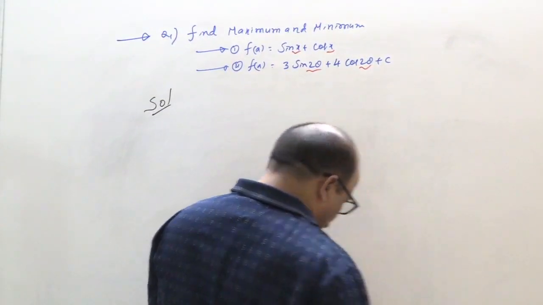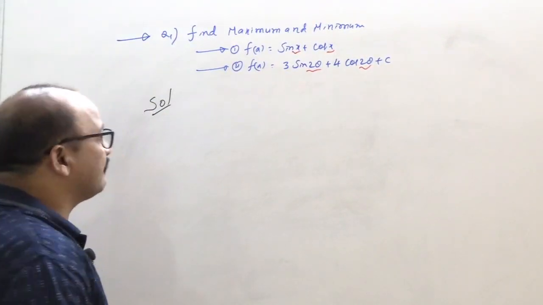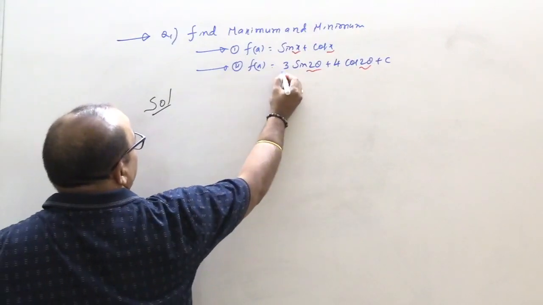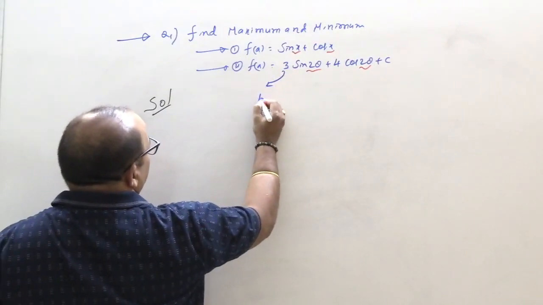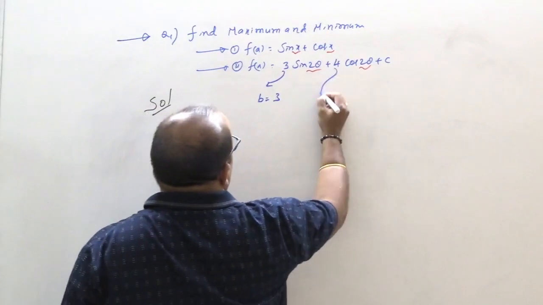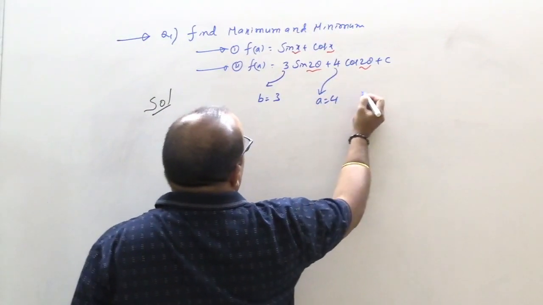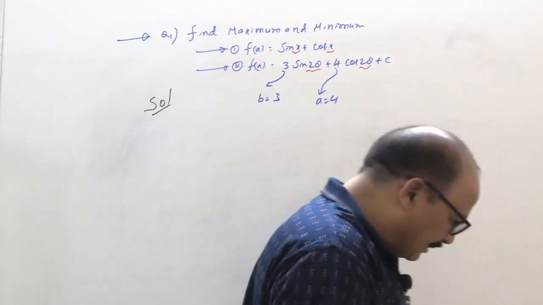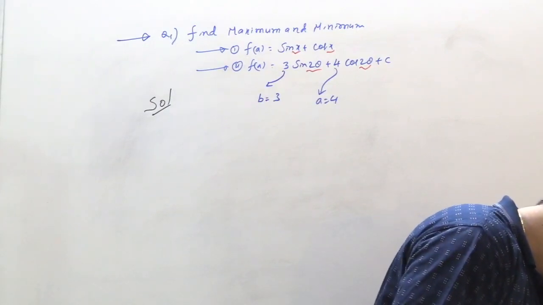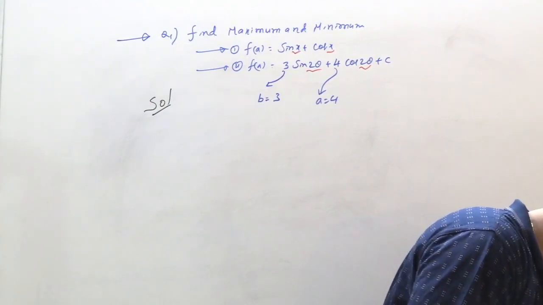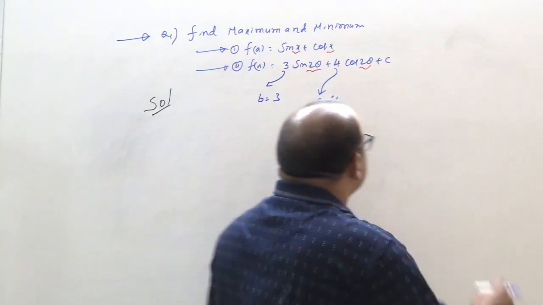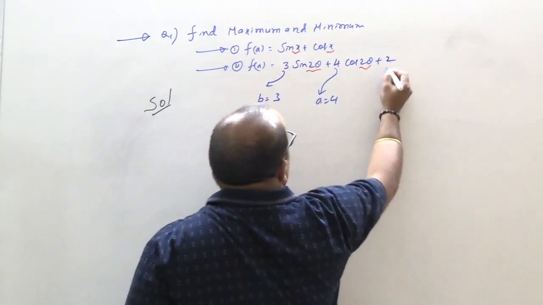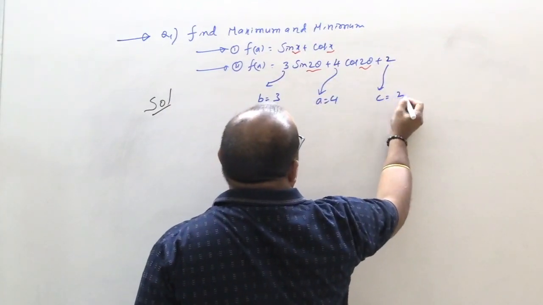Yes, students, now I will do that second one. Come on, try yourself. The second one is, this is the A and B. This is A: 3 sin 2 theta plus 4 cos 2 theta plus 2. C is nothing but plus 2. This is the C. Okay, this is the answer.